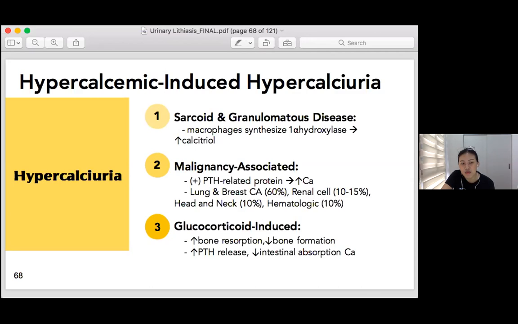Lastly, glucocorticoids would promote bone resorption and reduce bone formation, which would ultimately lead to osteopenia with chronic use. Aside from this, they also stimulate release of PTH and decrease intestinal absorption of calcium.